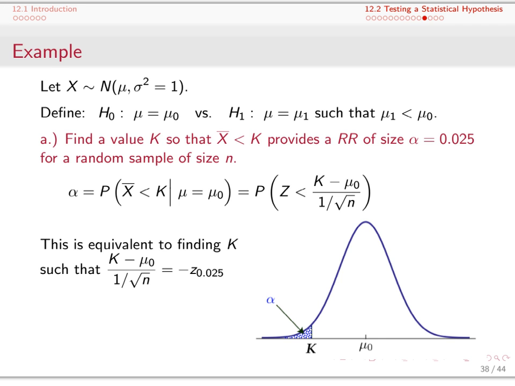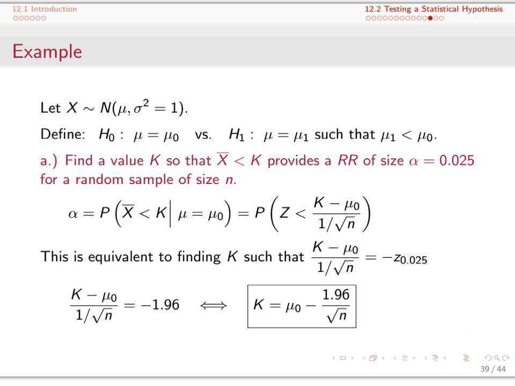Alright, so if I think about what this means then, this value k minus mu naught over 1 divided by root n represents the equivalent z-score if I were to rescale this to the standard normal distribution where the center would be at 0. So I'm looking for a z-score then that has an area of 0.025 in the tail, and it needs to be a negative z-score. Referring to a z-table gives us the z-score with an area of 0.025 in the left tail. That's a negative 1.96. So set that equal to k minus mu naught over 1 divided by root n and solve for k gives that k is equal to mu naught minus 1.96 divided by root n.